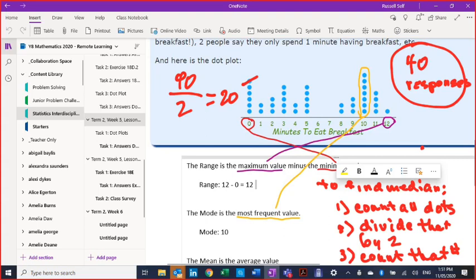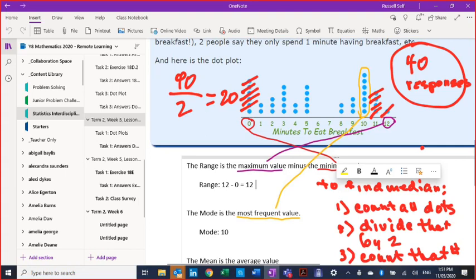Remember before what we would do is just cross off matching pairs. Remember that? When we had actual numbers. And that method still works, but it takes a little longer. Okay? All right. And finally, last, what we're going to look at is how to find the mean.